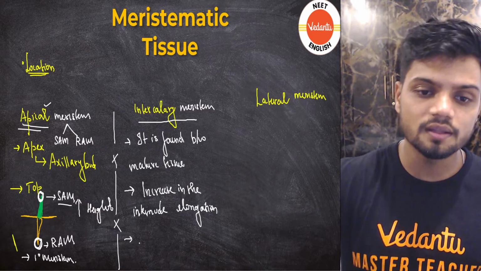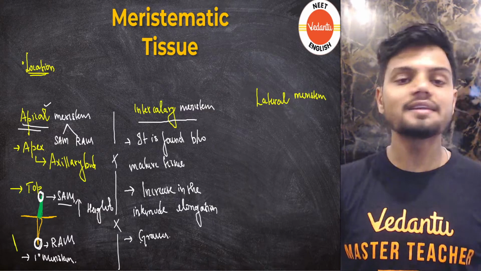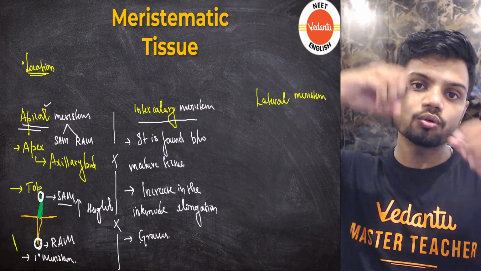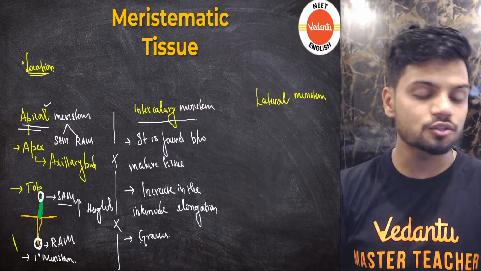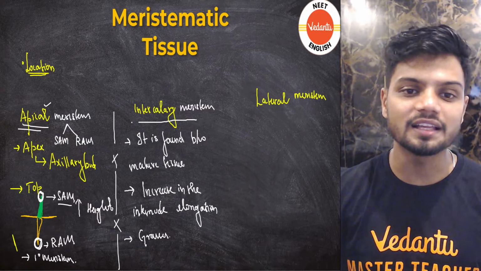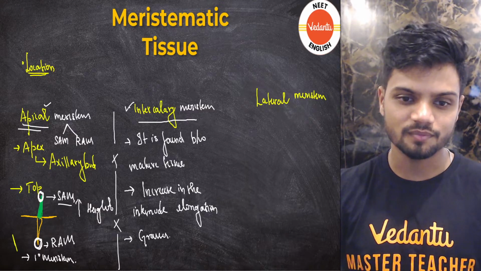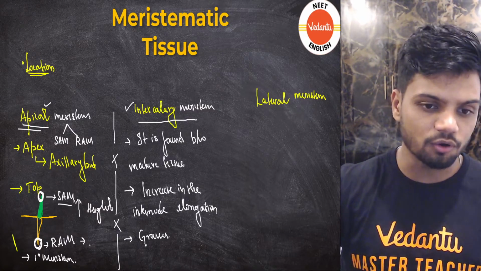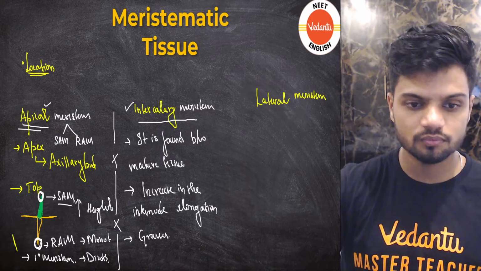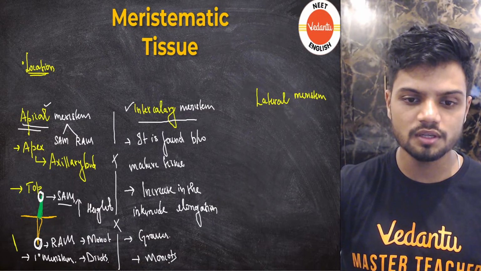Where do you see this? Mostly in the case of grasses. So every single time a cow comes and eats the grass, the top grass is removed by the cow. Within a few days you can see the grass is growing very fast. Why? The grass is able to grow very fast because of intercalary meristem. Apical meristem is found both in monocots as well as dicots. Intercalary is mostly in monocots.